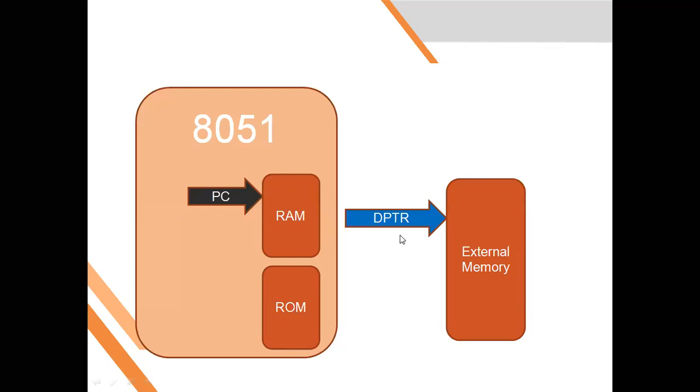Now, there is another pointer, that is DPTR. DPTR stands for data pointer. Again it is 16-bit, but what is its use? It is used for accessing the external memory. If you are connecting external memory to the microcontroller, then to take data from the memory or to store data into the memory, you need a pointer, and that is called DPTR. When you assign a value to the DPTR, the microcontroller comes to know that it is going to access the external memory. When you assign a value to the PC, the microcontroller comes to know that you are accessing the internal memory.